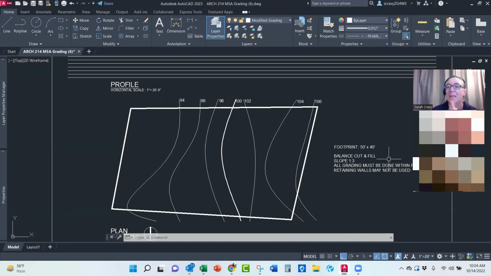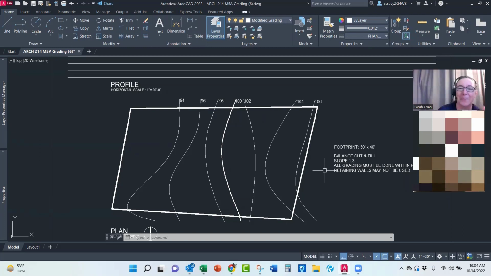Our goal slope is no more than 1 in 3. And all grading has to be done within the property lines. That's important, right? And we can't use retaining walls. Can we go outside the property line? Well, the problem with that is that you don't own the property outside these boundaries. Your neighbor's going to come sue you if you move any dirt outside your property. So you've got to think about that. I only own this square. I can't touch my neighbor's square.